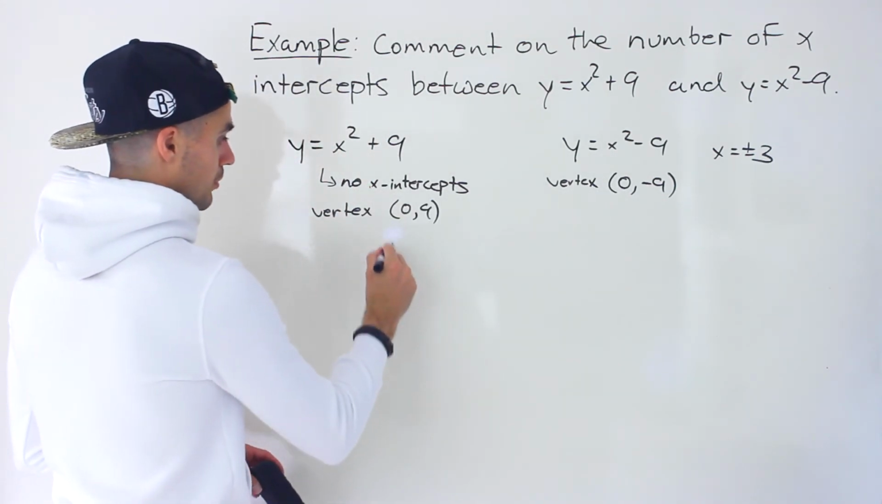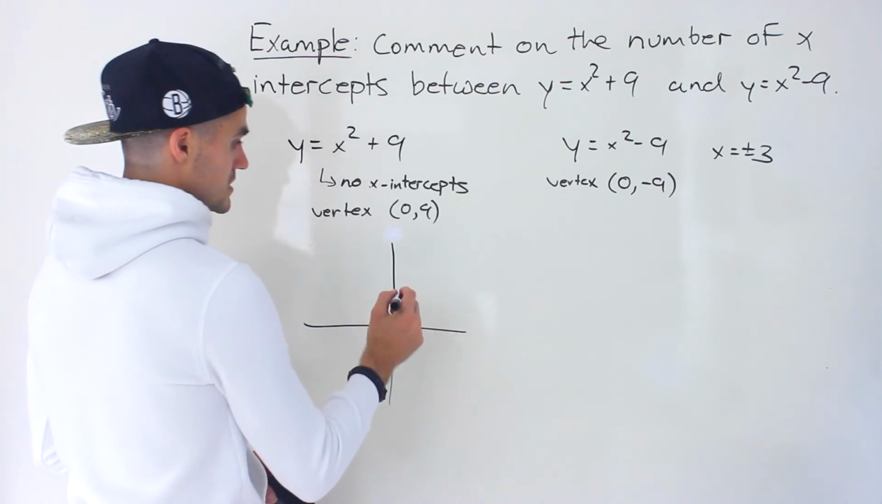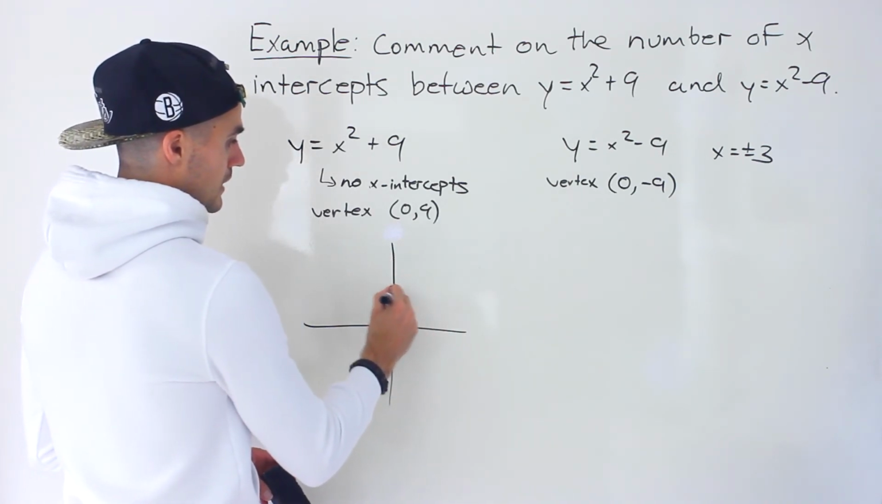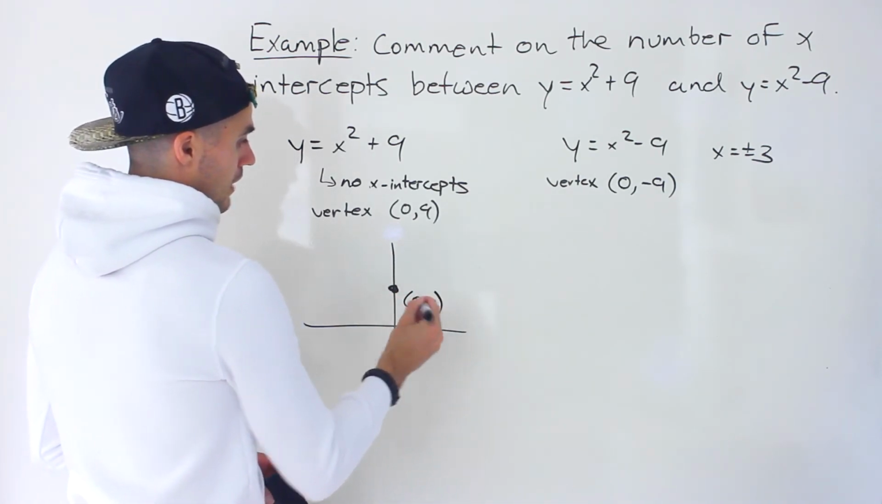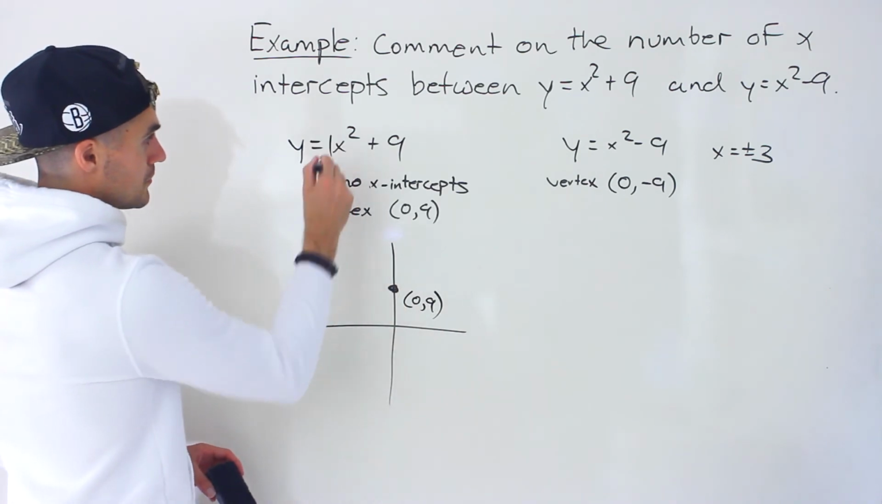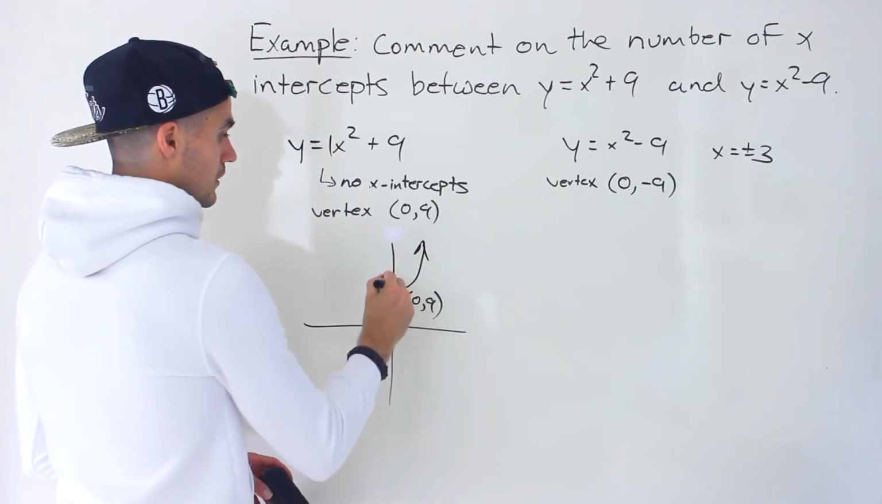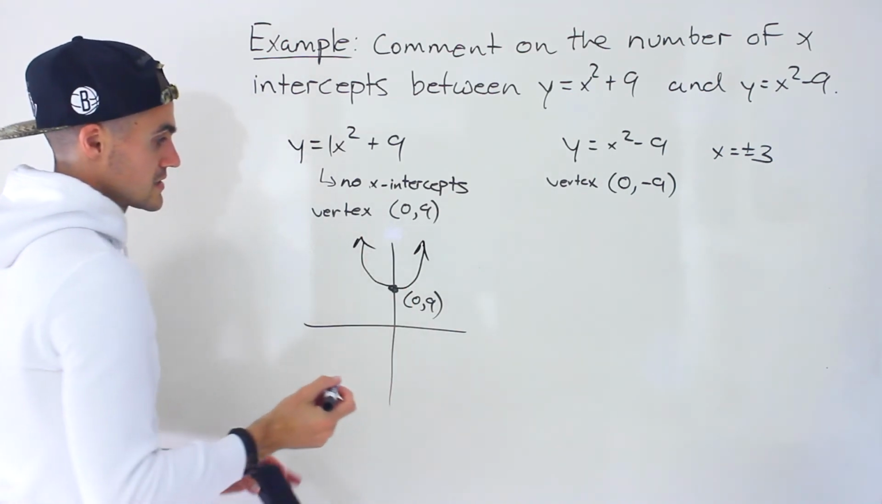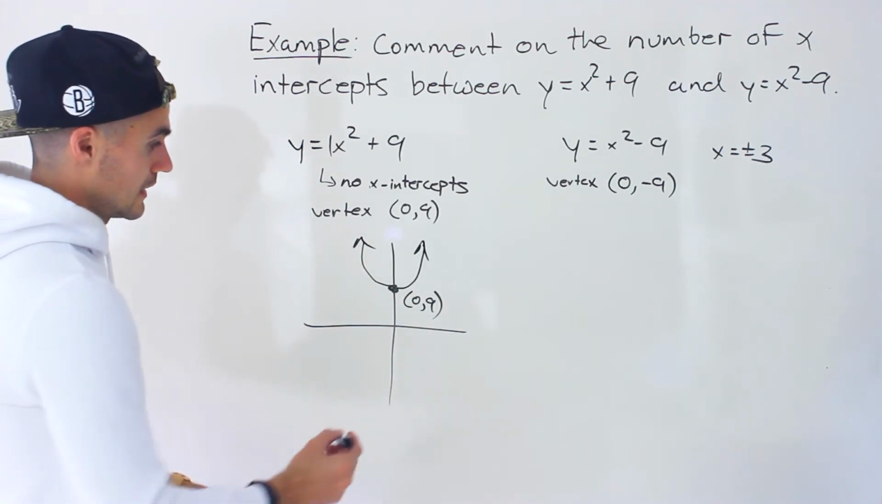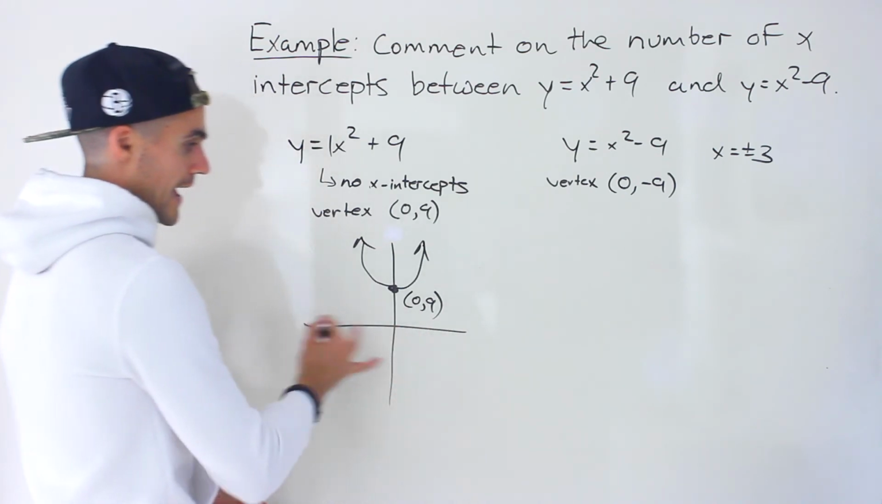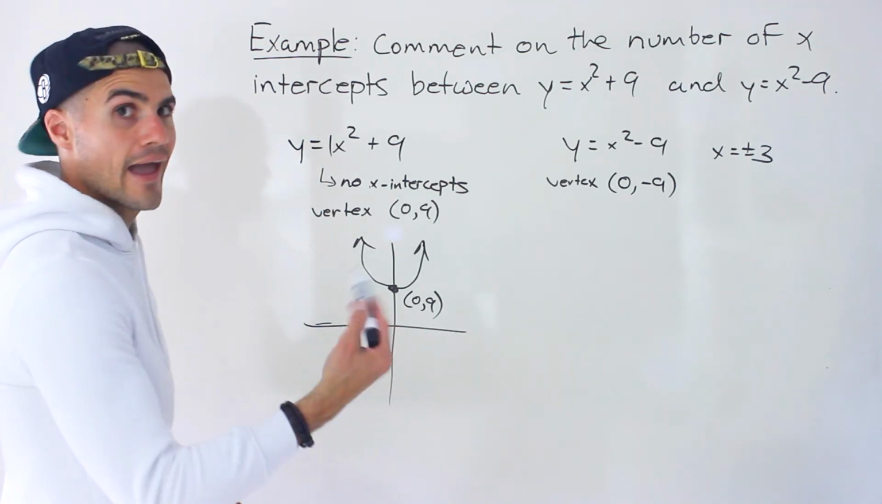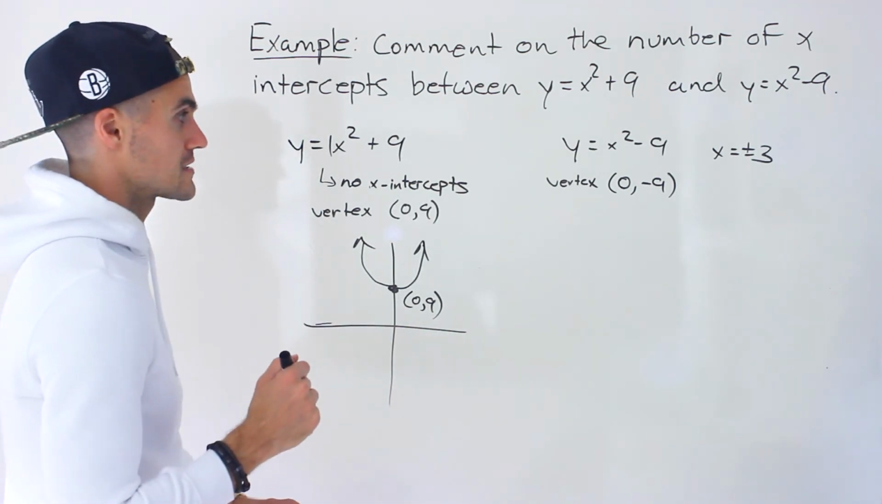Now watch what happens when we plot these vertices on the graph. 0 and 9 is going to be here. And notice that this quadratic is opening up because we have a positive a value, a positive 1. So it looks like this. And so notice that this quadratic is never passing the x-axis. Hence, it has no x-intercepts.